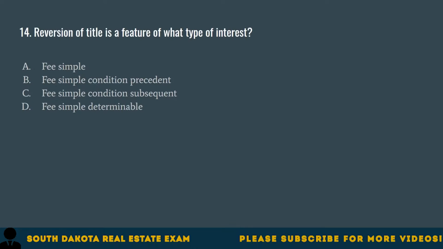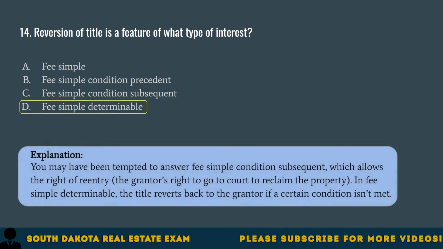Question 14. Reversion of title is a feature of what type of interest? A. Fee simple. B. Fee simple condition precedent. C. Fee simple condition subsequent. D. Fee simple determinable. The correct answer is D. Fee simple determinable. You may have been tempted to answer fee simple condition subsequent, which allows the right of re-entry, the grantor's right to go to court to reclaim the property. In fee simple determinable, the title reverts back to the grantor if a certain condition isn't met.